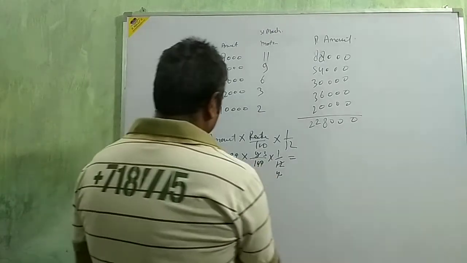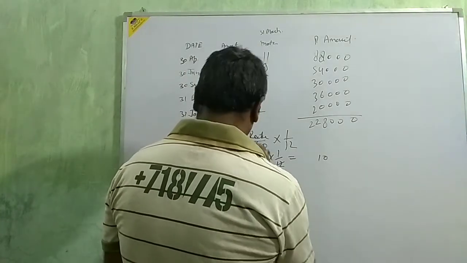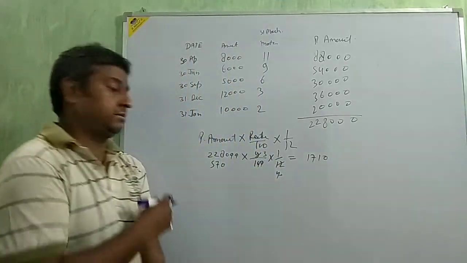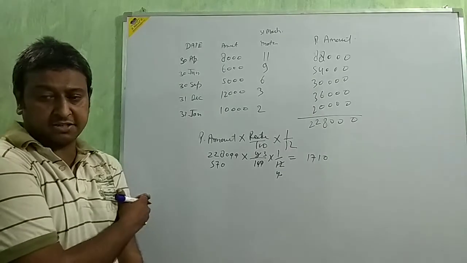Okay? Then multiply by 3, 0, 17, 10. Answer is coming. Okay? Answer is 17, 10. It's coming, beta. Answer is coming.